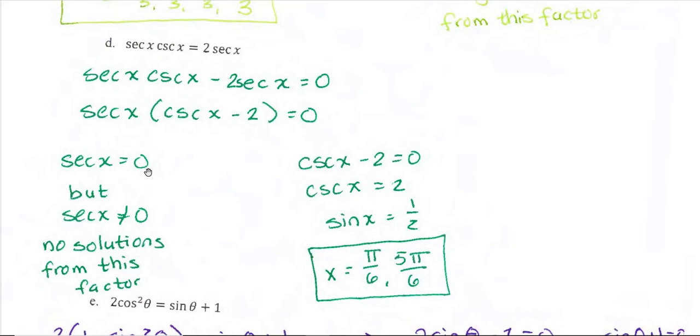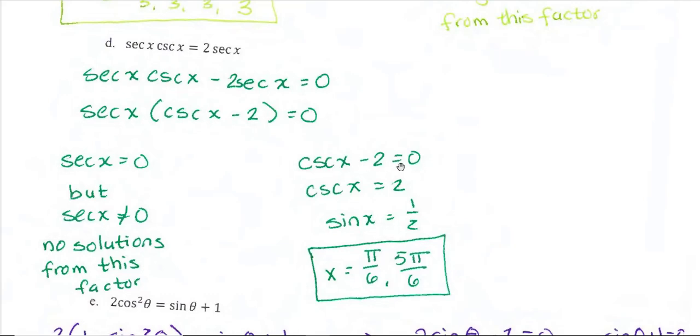Where is the secant of x equal to 0? Well, from when we talked about the graph of the secant, we saw that the secant is never equal to 0. Remember, the secant is the reciprocal of cosine. So if secant was equal to 0, then cosine would be equal to 1 over 0, which is undefined. So we talked about that when we talked about graphing the secant. We said it can never touch the x-axis. So that's because the secant's not equal to 0. So we get no solutions from that factor.